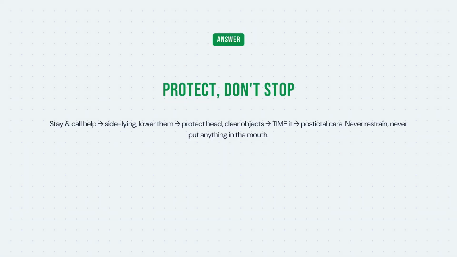Stay and call for help without leaving the patient. Ease them to the floor or lower the bed and turn them onto their side. Protect the head and clear nearby objects. Time the seizure. And when it ends, keep them on their side, suction if needed, and reorient them through the postictal confusion. Note what you never do. You never put anything in the mouth, and you never restrain.